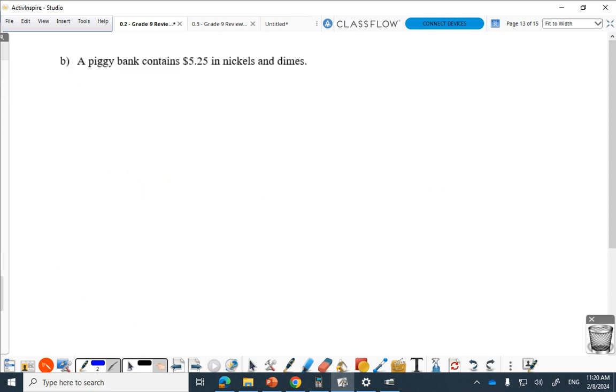A piggy bank contains $5.25 in nickels and dimes. This doesn't look the same at all. This is still a linear situation, but it looks really different. You going to take a shot at it? Oh, 5.25. 5.25 is definitely involved in this situation.